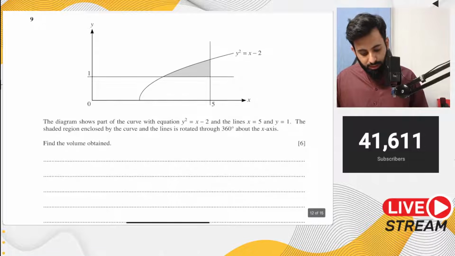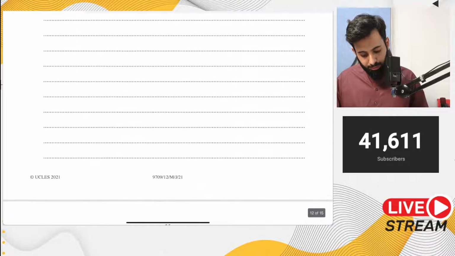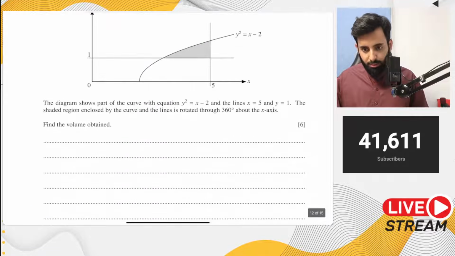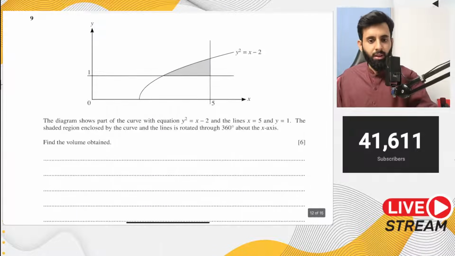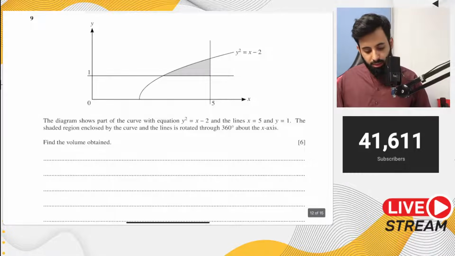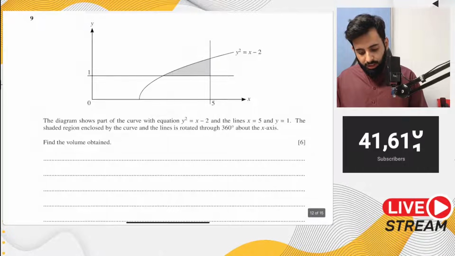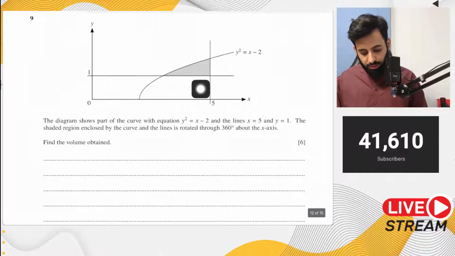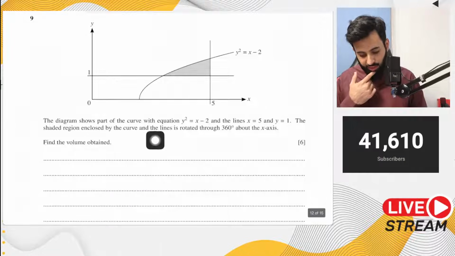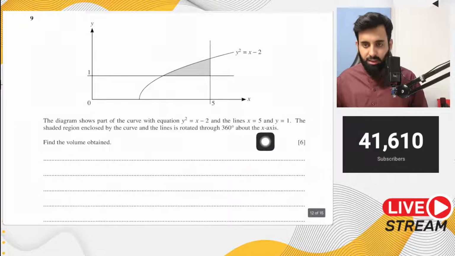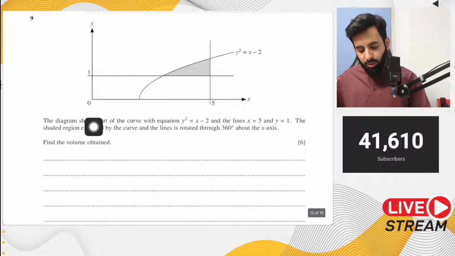So here's question number 9. This is also pretty recent. It's May June 2021, paper 12. Let's see what it says. The diagram shows part of the curve with equation y square equals x minus 2. So y square is already the subject. Maybe that will help. And the lines x equals 5 and y equals 1. That's this line right here. The shaded region enclosed by the curve and the lines is rotated 360 degrees about the x-axis. Find the volume obtained.